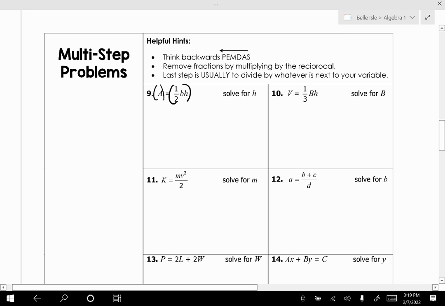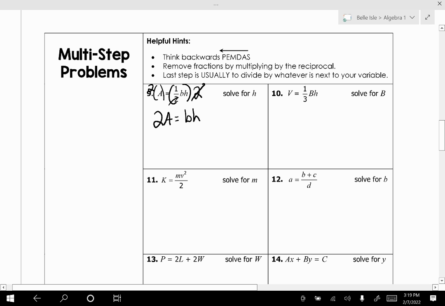So if we're solving for H on number 9, first check addition and subtraction. We don't have any. Then multiplication: the half, the base, and the height are all being multiplied together. So I want to get rid of my fraction. First, I'm going to multiply both sides by the reciprocal of 1/2, which you just flip. So now it's just a 2. I'm going to multiply the right side by 2, and that's going to make these 2's cancel out. It's going to give me 2a on the left side and bh on the right.